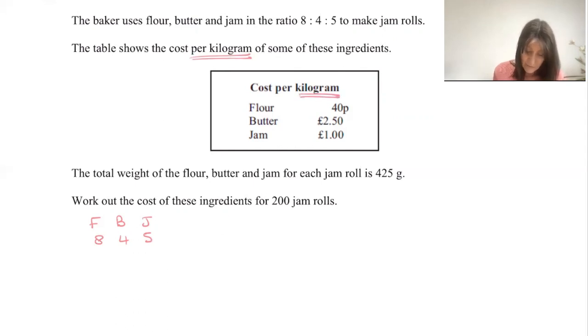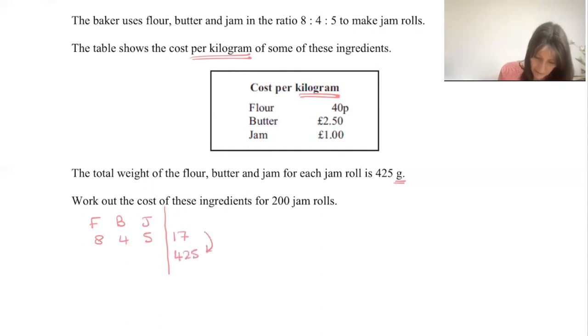And then it says the total weight of the flour, butter, and jam for each jam roll is 425 grams. So we must be aware that we are in different units for the time being. The first thing we need to do is think about the total weight. If I mix 8, 4, and 5 together, I would have a weight of 17. But a full jam roll has a weight of 425.